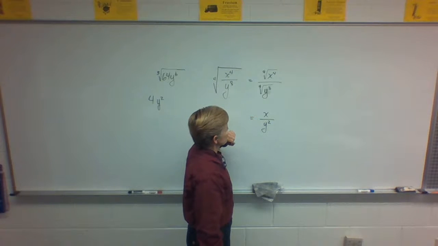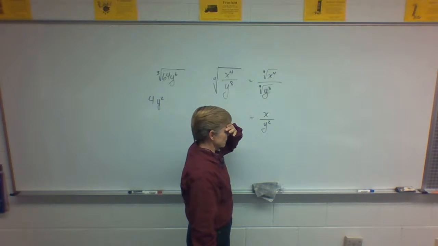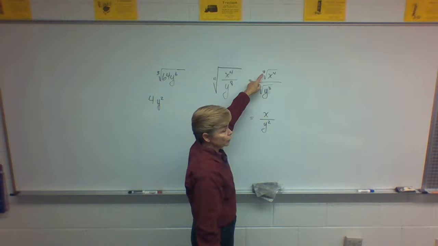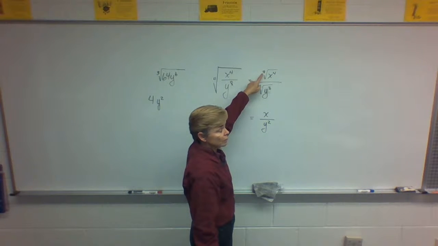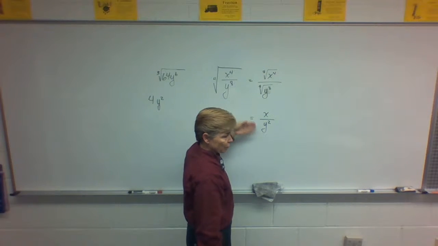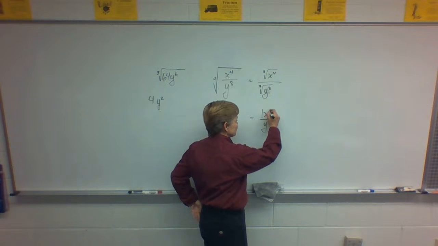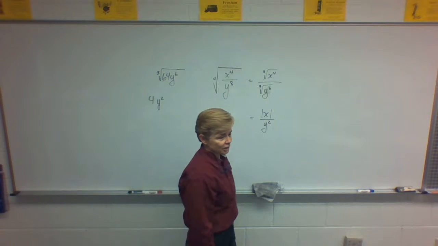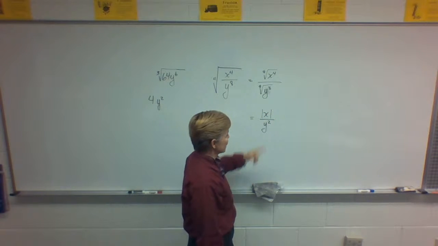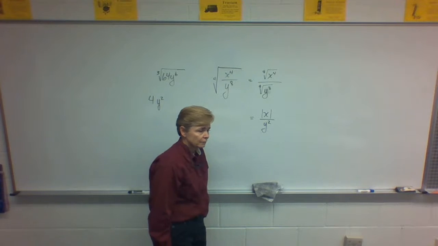Now that we're done pulling everything out, we have to see if we need an absolute on anything. It's possible, because that's an even root. Will any of these have an odd power? Yes, they did. That x has got to be absolute value, because the power that came out was 1, which is odd.